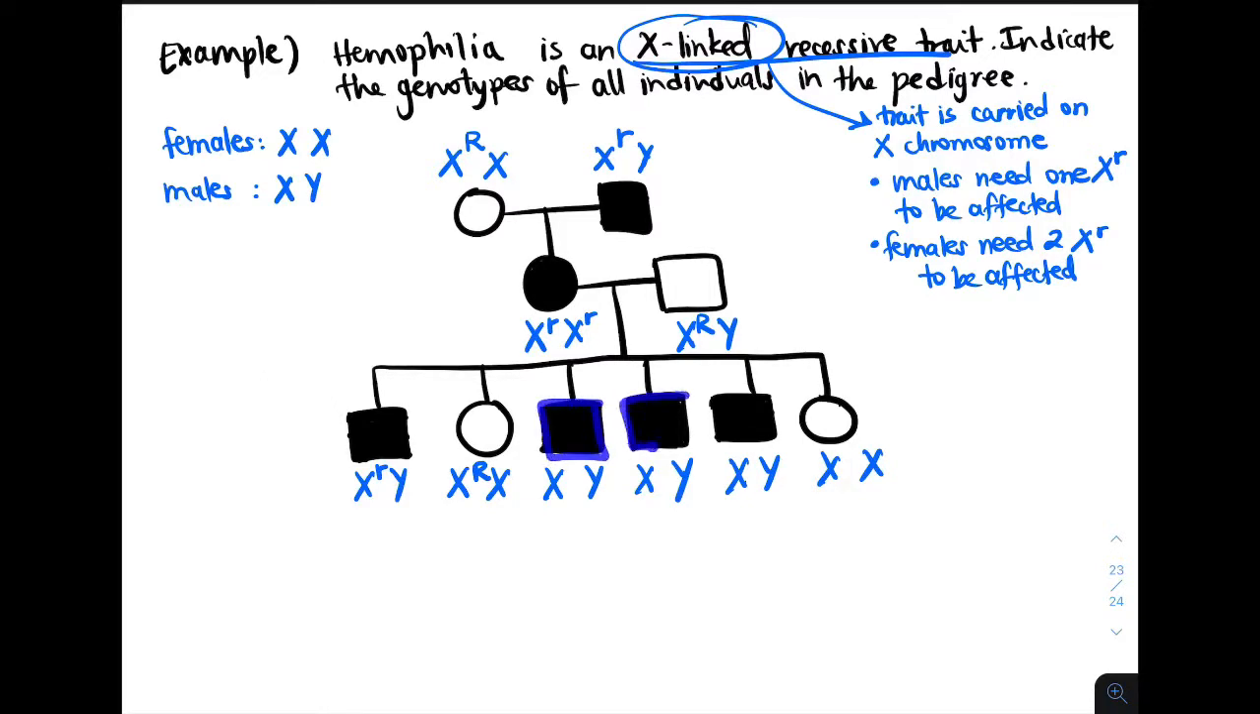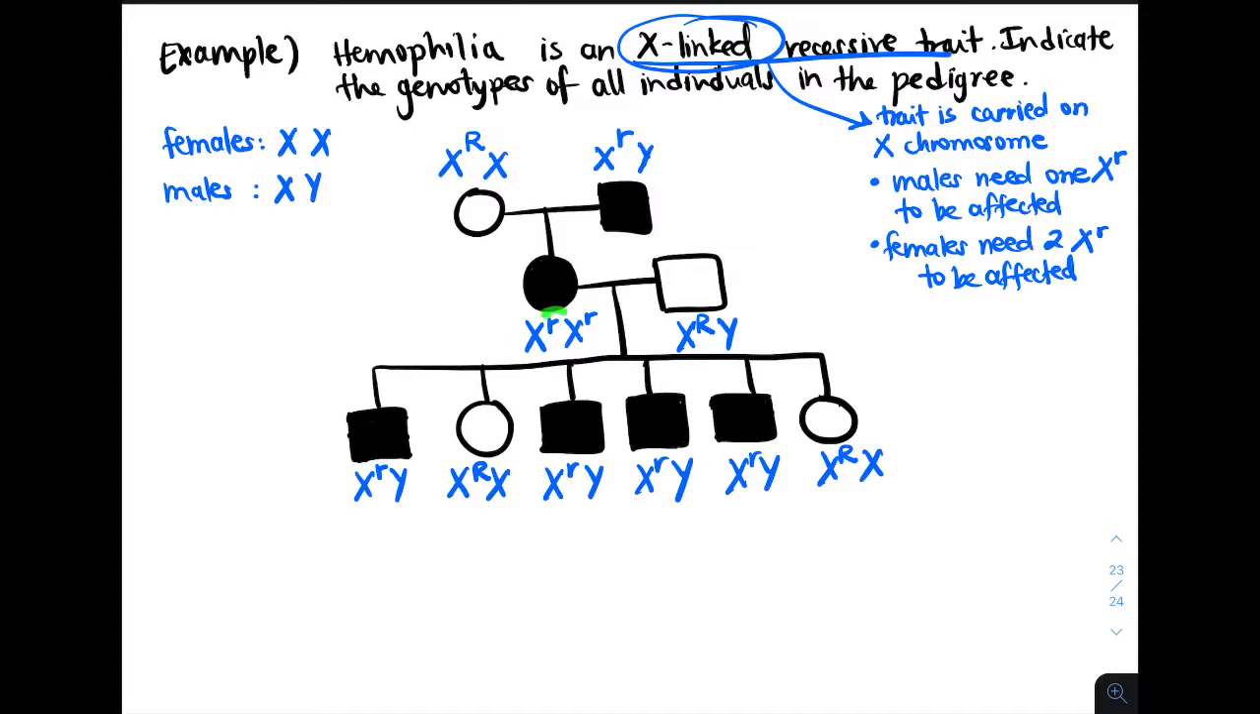These three males must have the X chromosome with a recessive allele because they show the trait. And finally, this female must have at least one dominant allele. So we filled out most of these, but notice how we don't have the second alleles of these three females. Let's start with the first one.